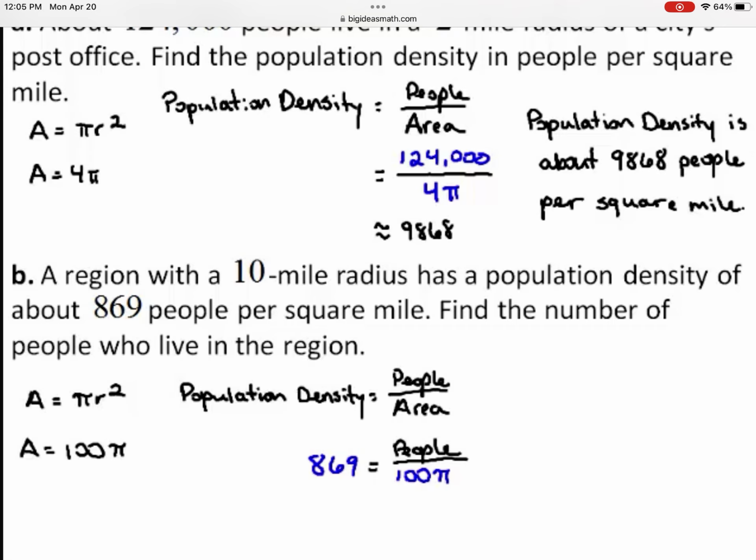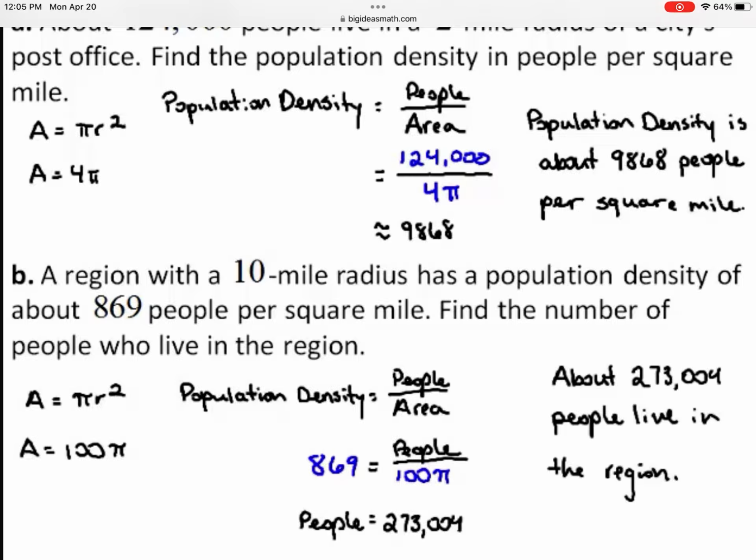Simplifying and solving for the number of people equals 273,004. So about 273,004 people live in the region.